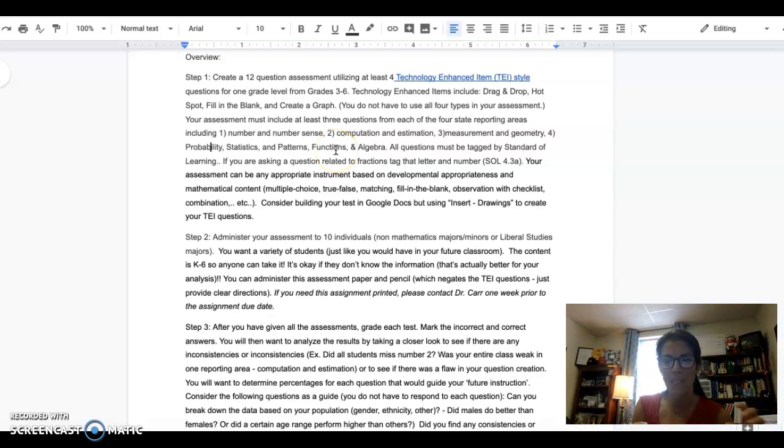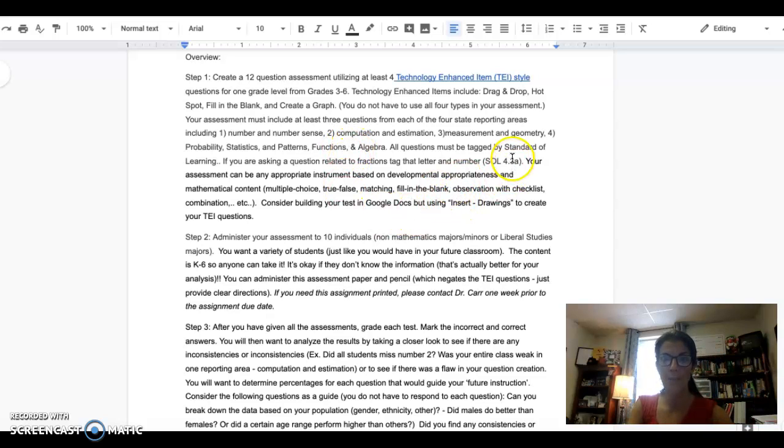Okay, so that is the breakdown. That's where you get 3 questions for each of the 4 areas equals 12 questions, and then within those questions, at least 4 of them from any category need to be technology enhanced.